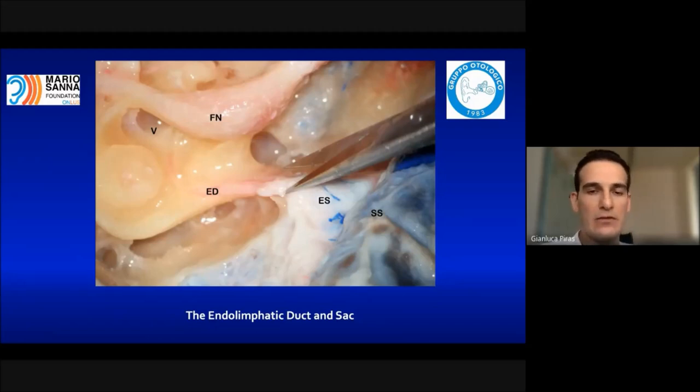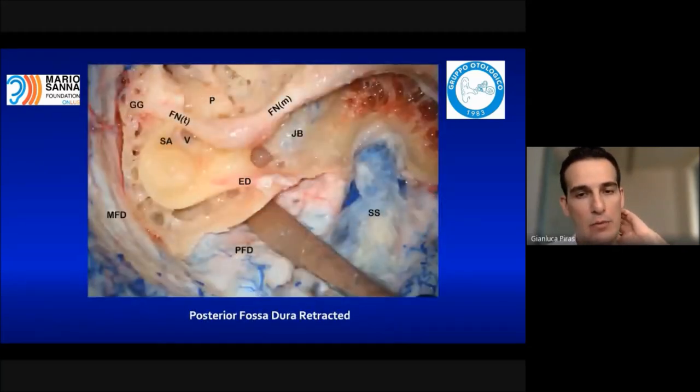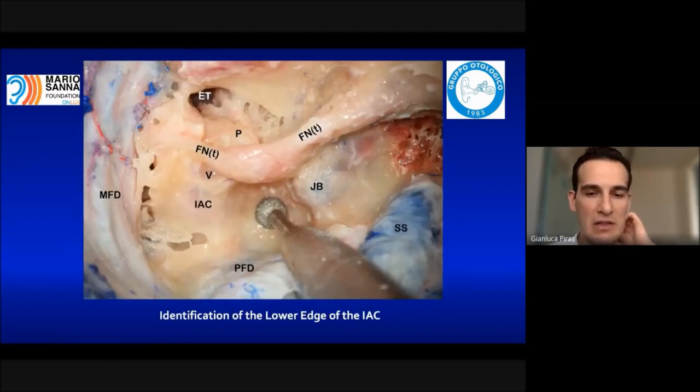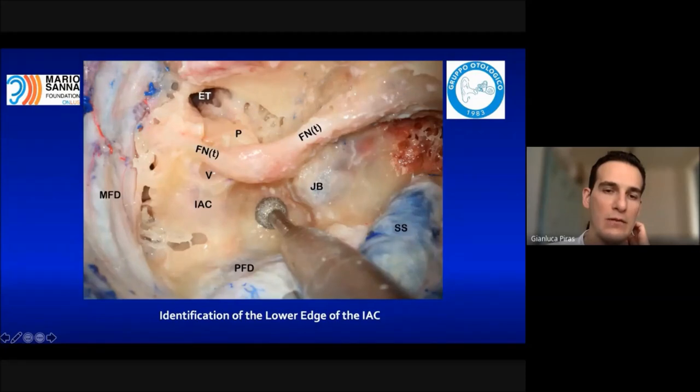If you want to find the internal auditory canal, you have to cut the endolymphatic duct and sac and push the posterior fossa dura posteriorly, so retract the posterior fossa dura. In this way, you can start the labyrinthectomy, drilling the bone between the jugular bulb and what is supposed to be the inferior border of the internal auditory canal, which is here.